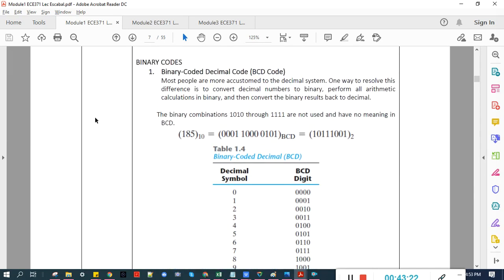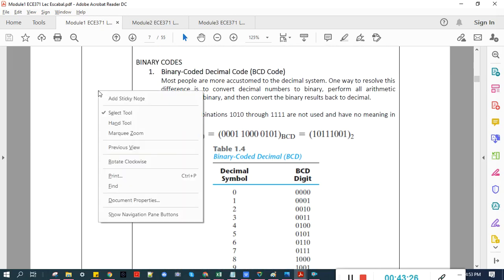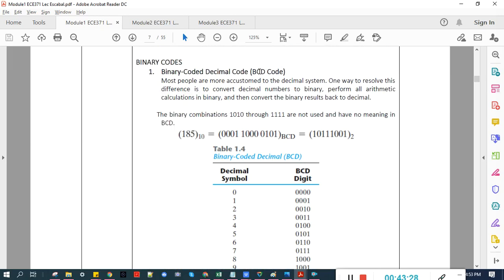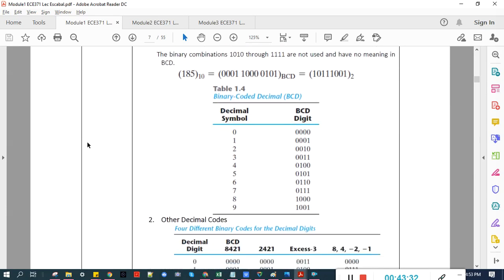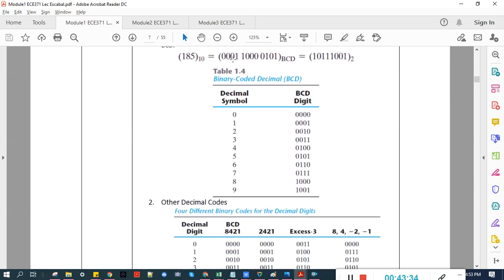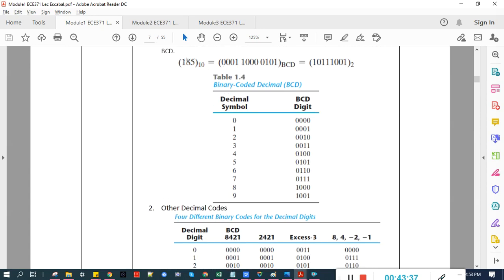BCD, or the binary coded decimal, are binary codes. One example is the BCD. Let's check the table. So what can you observe? For example, 185 base 10. In BCD, or binary coded decimal, it's just 0001 1000 0101 BCD.